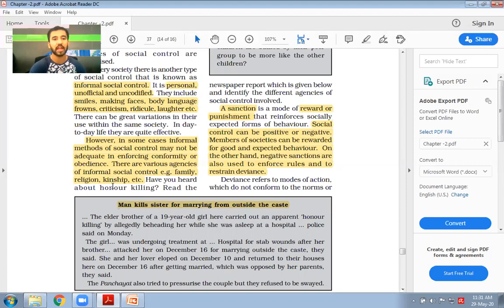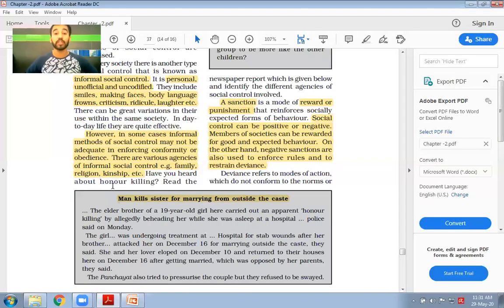Kinship means something that is related to blood relation. Remember that when I'm saying kinship, then it is something that is related to your blood relation. Okay, then what else? Then we'll talk about the sanction, right?